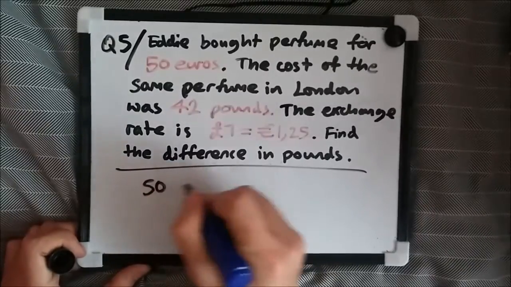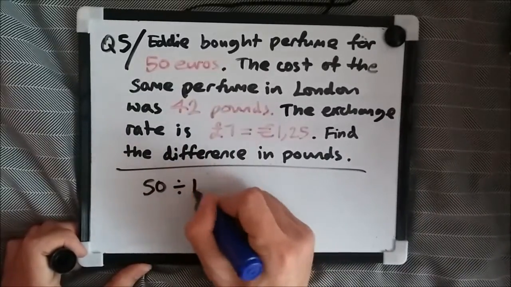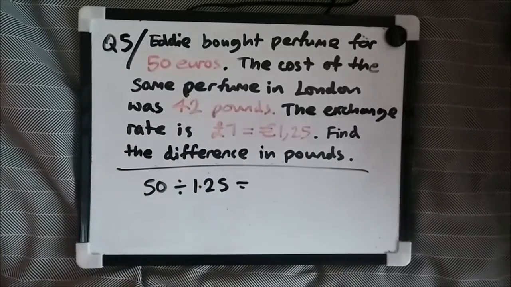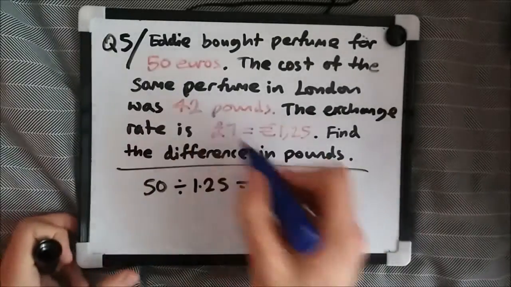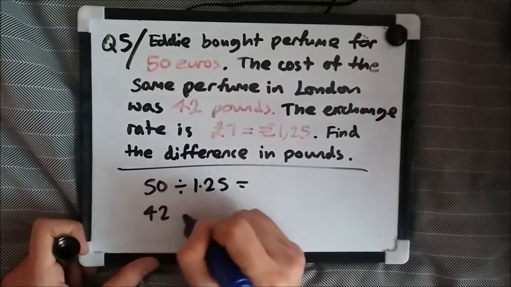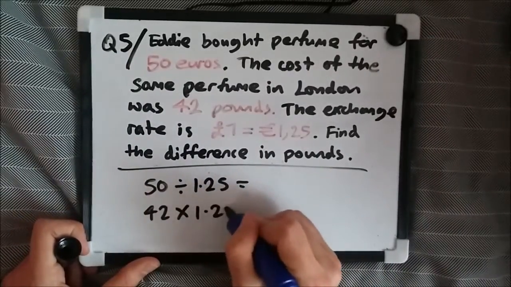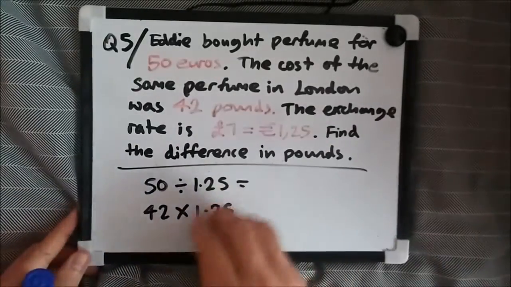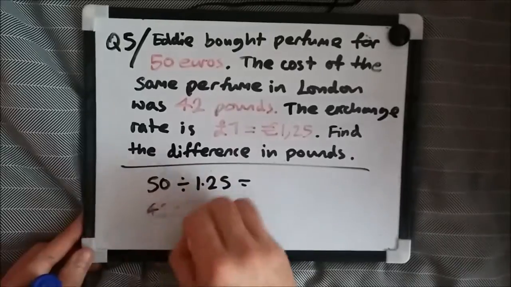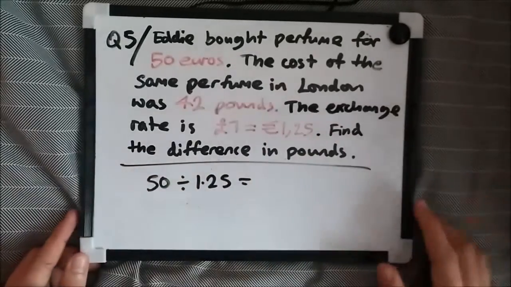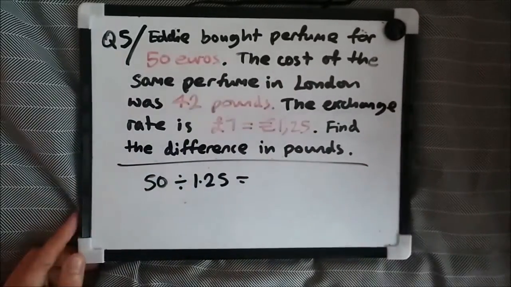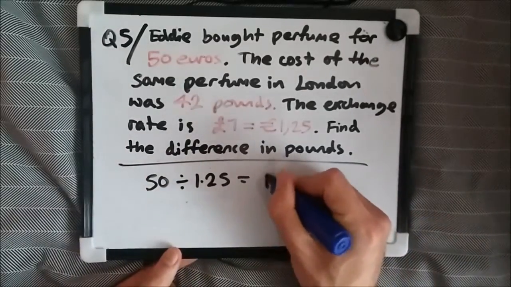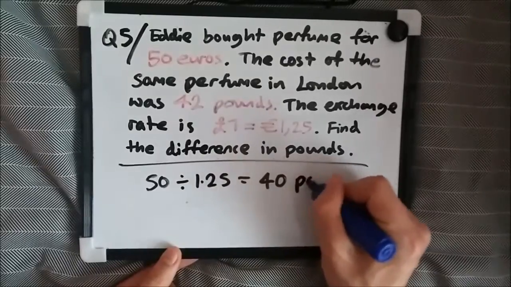So returning is dividing. So we're going to return to pounds. So to return to pounds, hence we need to divide by 1.25. Okay, and this would give us the pound equivalent. Likewise, if we want to go to euros, we could just say 42 times 1.25. Again, this would convert to euros, but for the purpose of this question, nobody cares about the euro currency. We only want the pounds. So 50 divided by 1.25 in the calculator should give us, and this from my head, 40 pounds.